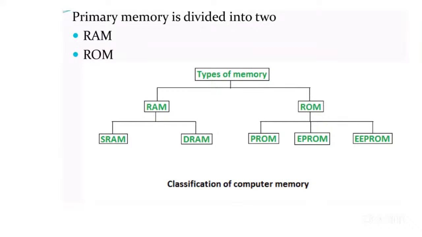The types of memory: RAM, random access memory, which is SRAM and DRAM. SRAM is the static random access memory, whereas DRAM is known as dynamic random access memory. The other type is read-only memory, which is again divided into three: PROM, EPROM, and E2-PROM or EEPROM. PROM is programmable read-only memory, EPROM is electrically programmable read-only memory, and E2-PROM is electrically erasable programmable read-only memory. So these are the solid-state memories.